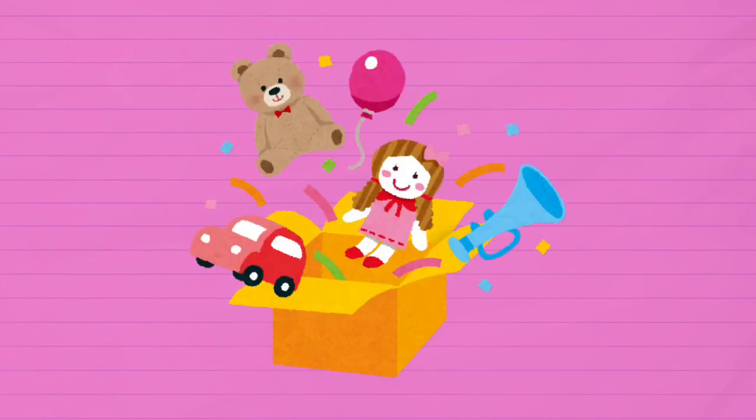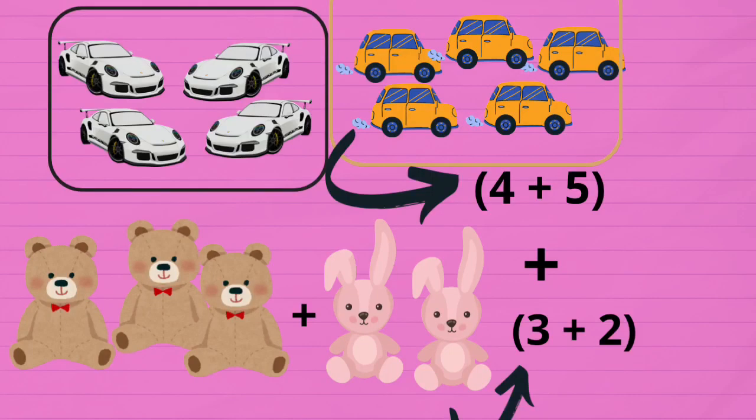For the summation by grouping, imagine sorting your toys by category: cars, dolls, plush toys, before counting them. 3 plus 2 plus 4 plus 5 equals 14.